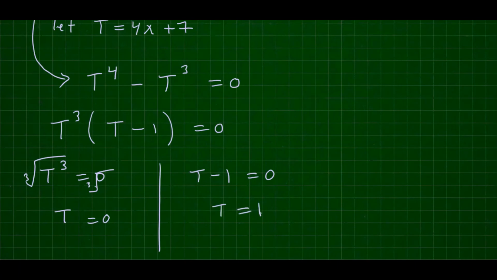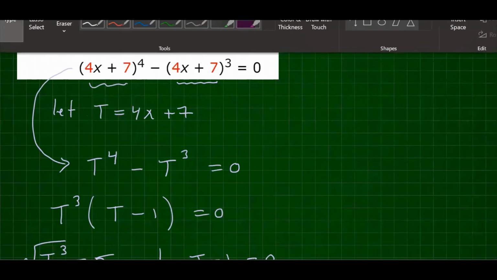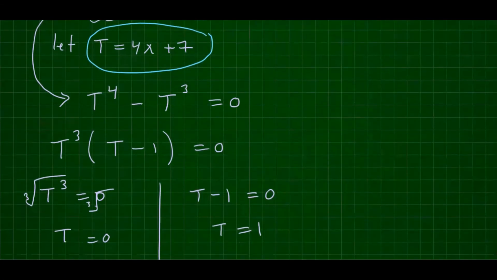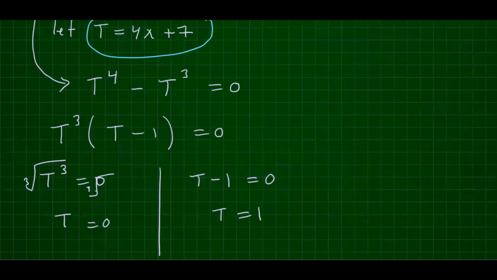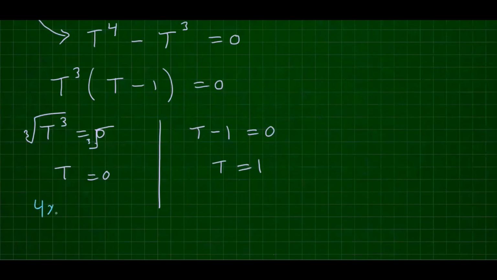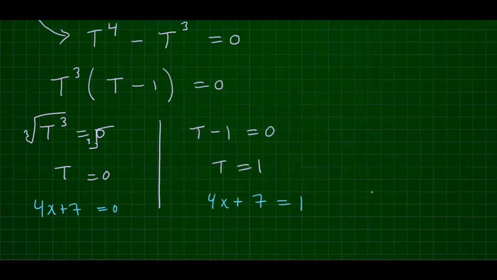Great. But we're not looking for solutions in the t variable. We're looking for solutions in the x variable. So now you substitute back what the original question was. So originally you have this replaced with t. So I'm going to substitute that back with my t variable I just found. So I know t is equal to 4x plus 7. So now substitute back, t is equal to 4x plus 7. So we have 4x plus 7 is equal to 0. And then here we have 4x plus 7 is equal to 1. So simply substituting what t was. Well, now I can continue to solve because these are two linear equations.